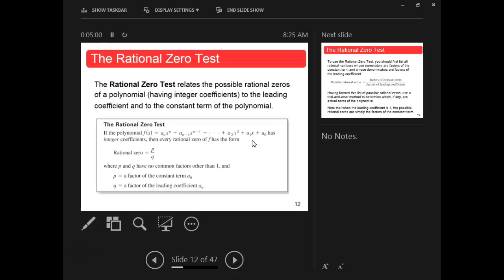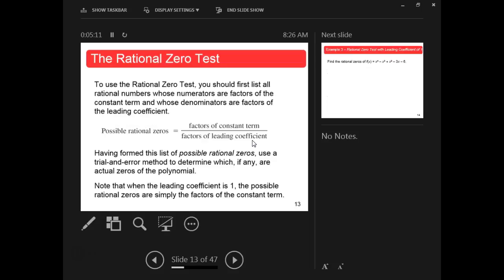Okay? Now this is a lot of blah, blah, blah, and I don't know if that makes a lot of sense to you now, but once you do them, I think it'll start making more sense. But a few more blah, blah, blahs first. To use the rational zeros test, you should first list all the rational numbers whose numerators are factors of the constant term. The denominators are factors of the leading coefficient. And I'll show you how to do this in just a minute. So in other words, your possible rational zeros are all the possible factors of your constant term divided by all the possible factors of the leading coefficient.